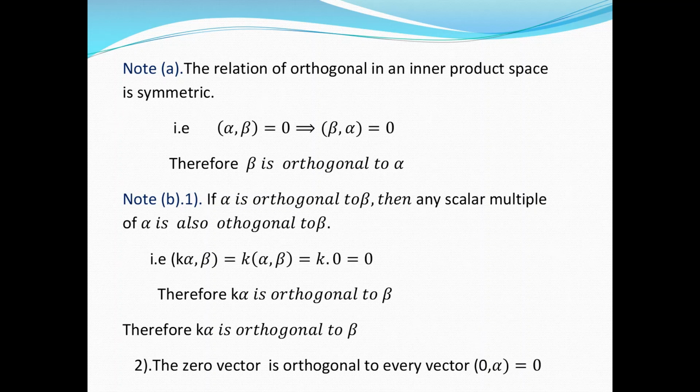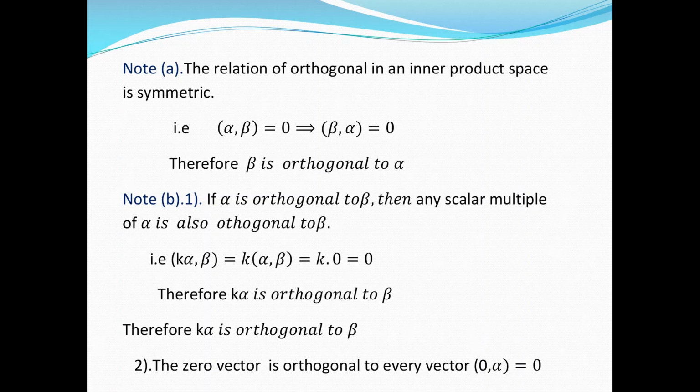Note A: the relation of orthogonality in an inner product space is symmetric. That means if the inner product of alpha, beta is equal to 0, that implies the inner product of beta, alpha is equal to 0. Therefore, beta is orthogonal to alpha.